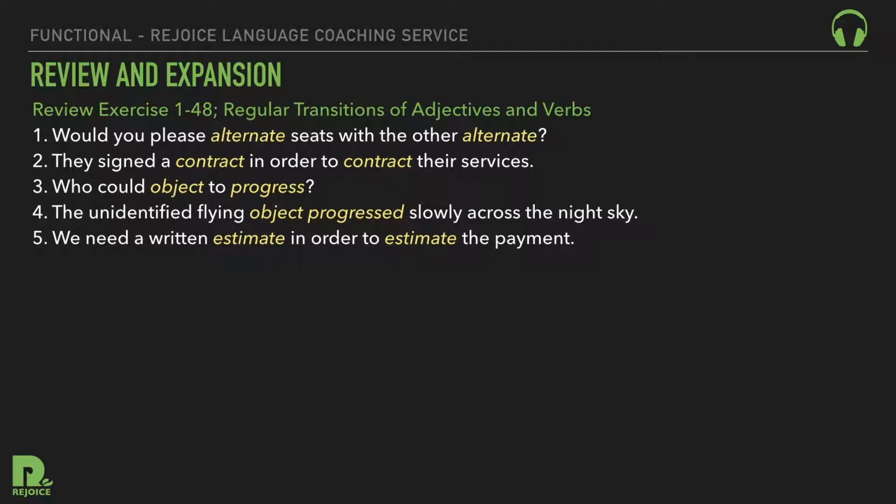Would you please alternate seats with the other alternate? They signed a contract in order to contract their services. Who could object to progress? The unidentified flying object progressed slowly across the night sky. We need a written estimate in order to estimate the payment.